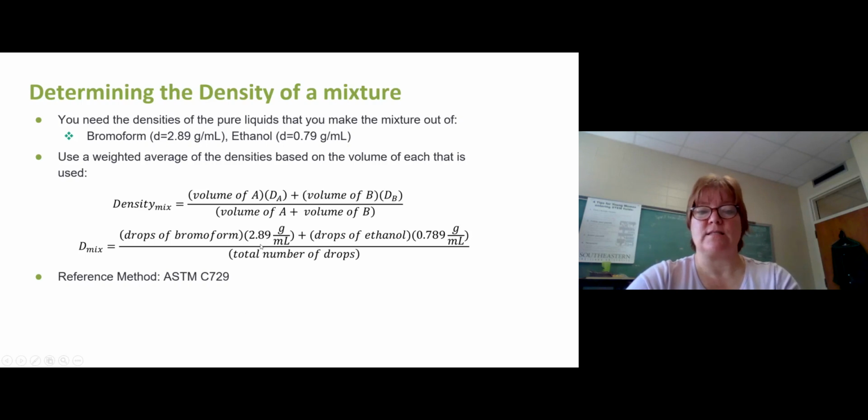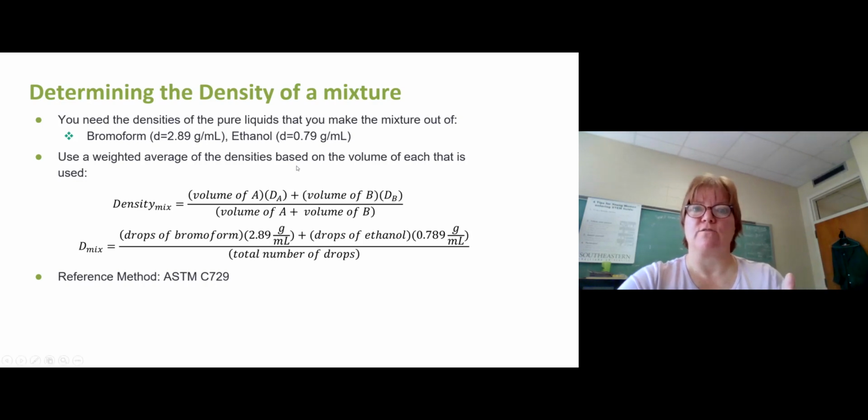So we will do something like this in class. I'll use the bromoform. It's kind of nasty stuff. But we'll do some with some not glass pieces and some ethanol and water, so we get the idea of how this density method works.